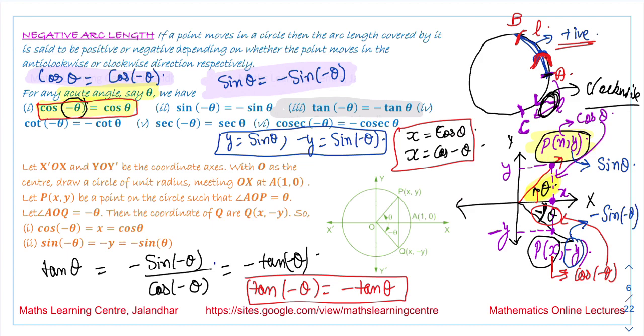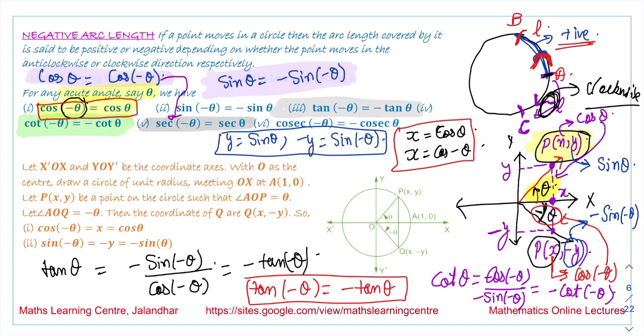Next, if we want to calculate the value of cot theta, the answer we will have is cos of minus theta over minus sin of minus theta. The answer we obtain is equal to minus cot of minus theta. So the result we are writing over here is cot of minus theta is equal to minus of cot theta. Now corresponding to this first result, we will get secant of minus theta is equal to secant theta, and cosecant of minus theta is equal to minus cosecant theta.